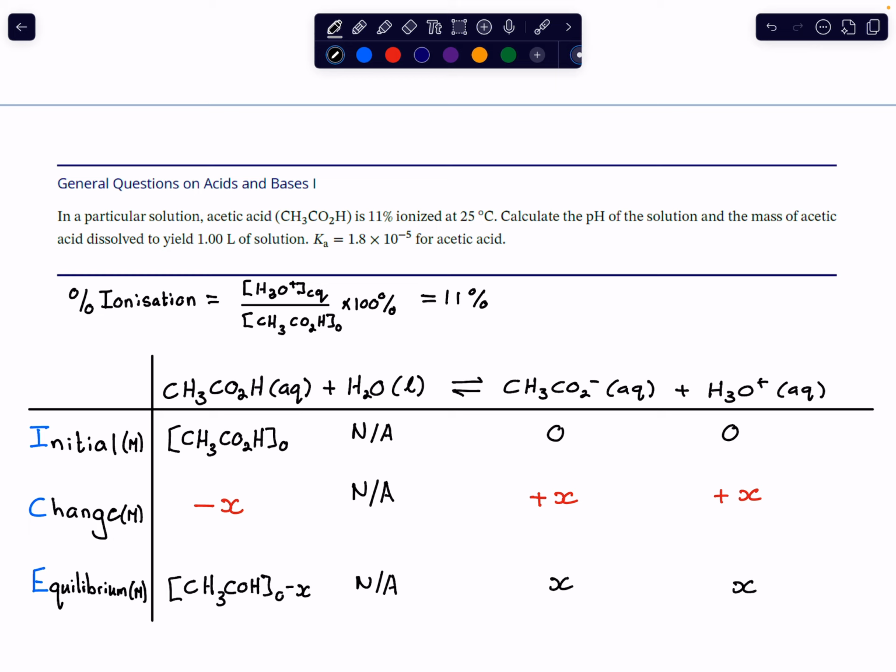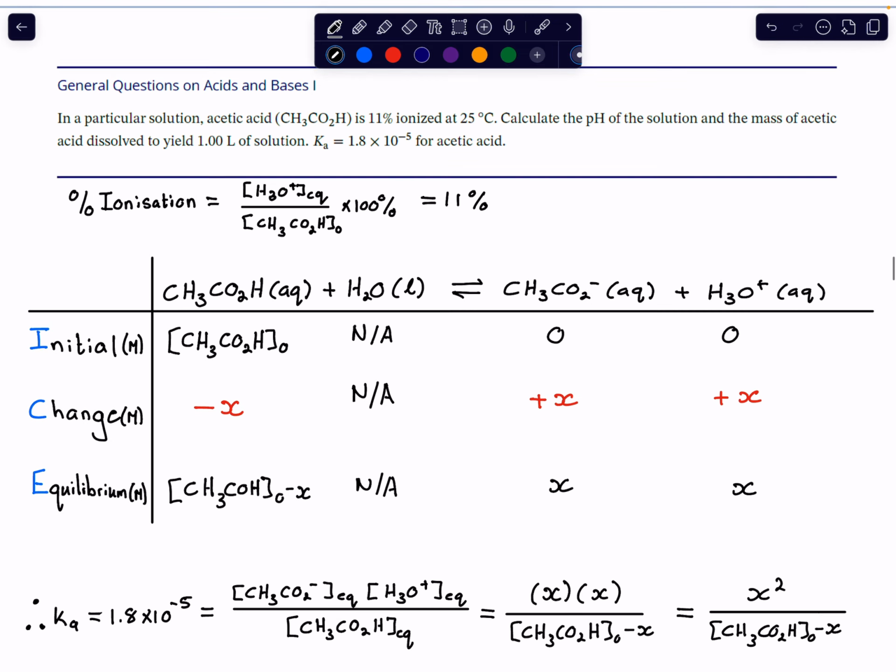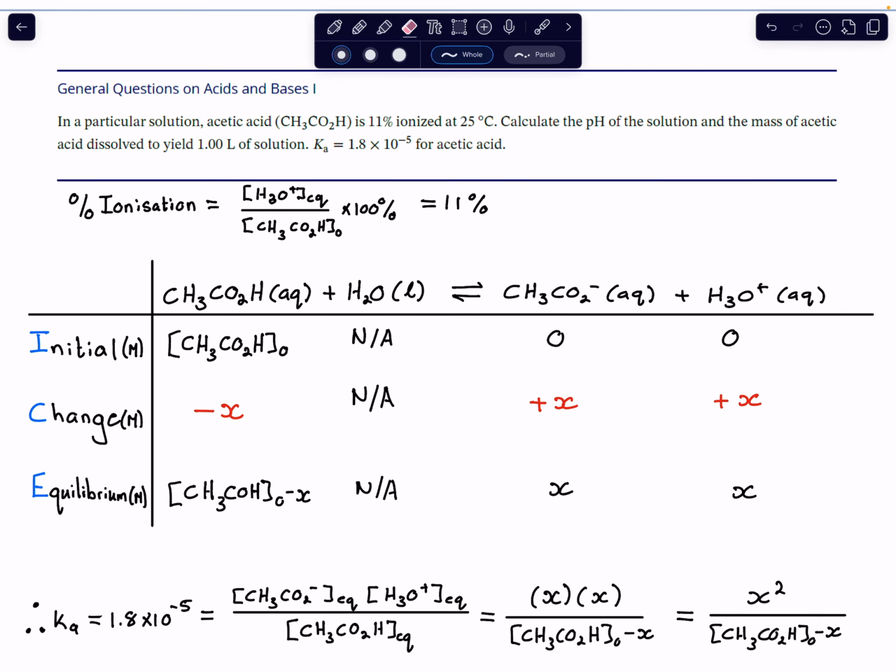All right. And then typically, how do we calculate these values at equilibrium? Well, we use the Ka expression, right? We were given Ka, so we can just plug it in. We say Ka is equal to 1.8 times 10 to the negative 5. We use our equilibrium concentrations, which we took as X and X and so on. But now what is X? Well, X is also the hydronium ion concentration at equilibrium.